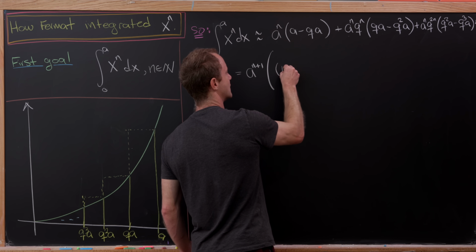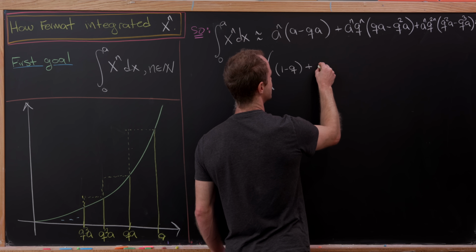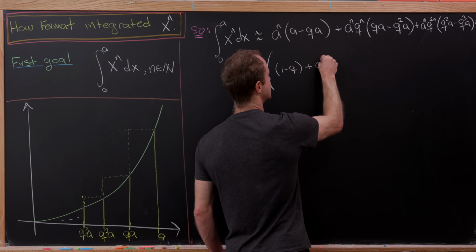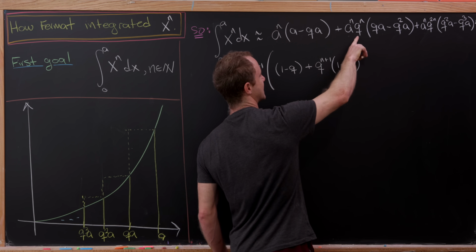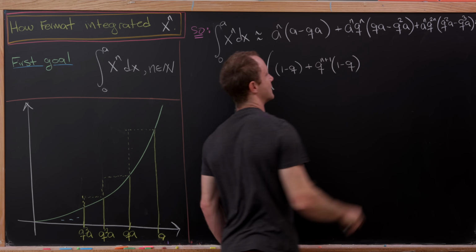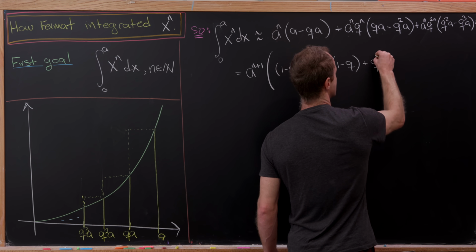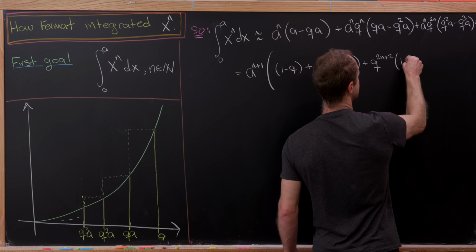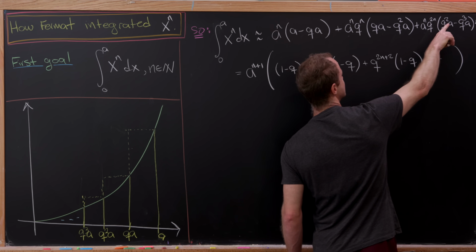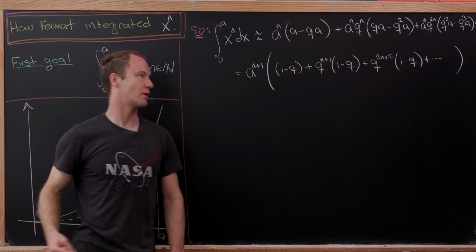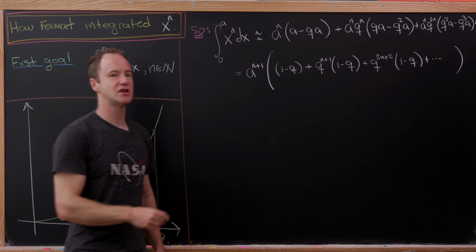For this first bit, we'll have 1 minus q. And then for this second bit, we'll have q to the n plus 1 times 1 minus q. So we get a q to the n here, and then a q from the inside. And then for the next term, we'll have a q to the 2n plus 2 times 1 minus q, and so on and so forth. We have a q to the 2n from there, and then a q squared on the inside. But now we can factor a 1 minus q out.